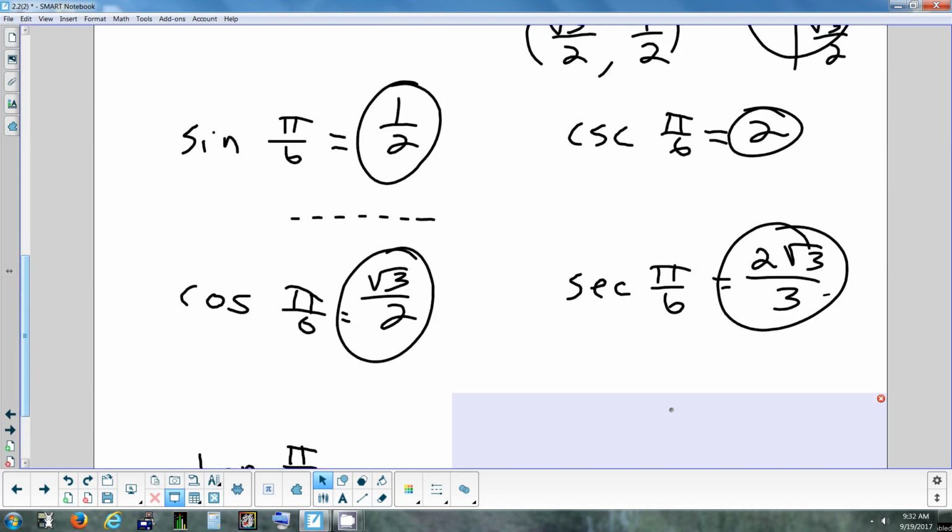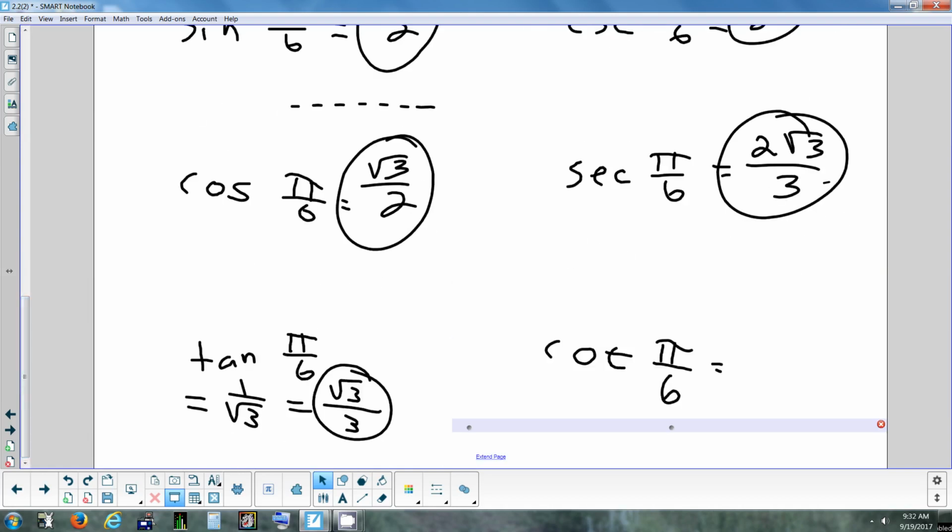And now to do the cotangent, I have a choice. I can either flip 1 over the square root of 3, or I can flip square root 3 over 3. They're equal to each other. They're the same thing. Zach, which one would be better to flip, and how come? The root 3 over 3? Yeah. Okay, how come you want to flip that one?